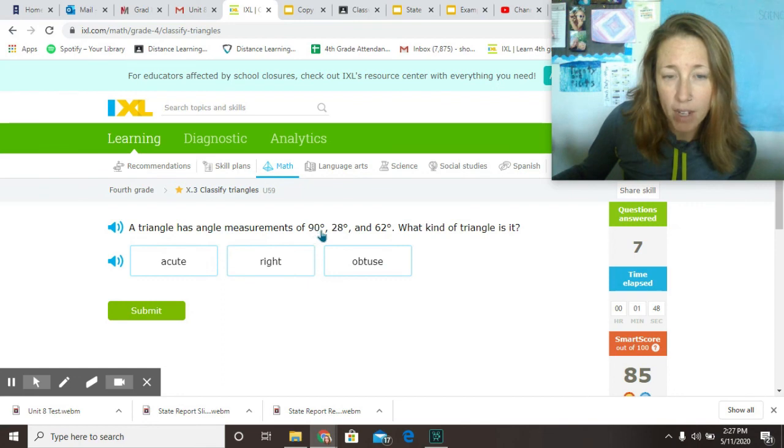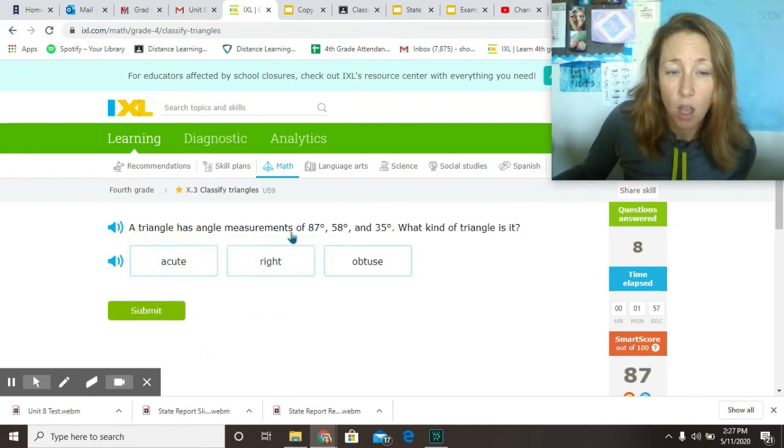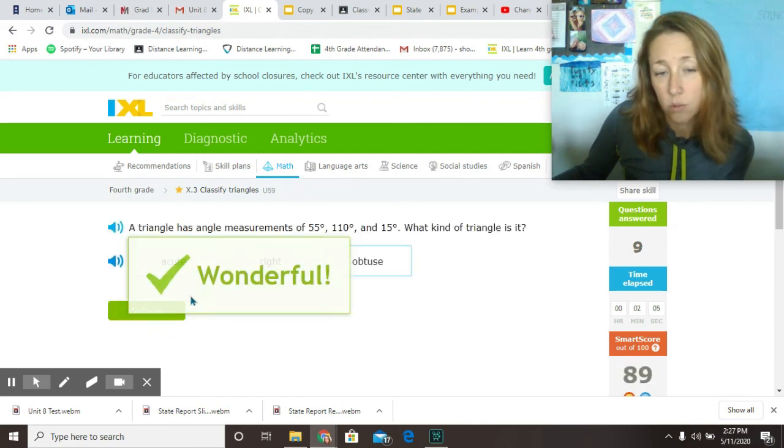Triangle has a measurement of 90 degrees, 28, and 62. What kind of triangle is it? Well, it says 90 degrees. I know 90 degrees makes it a right triangle. All of these are different, and all of them are less than 90. So what kind of triangle is it? If they're all less than 90, it's acute.